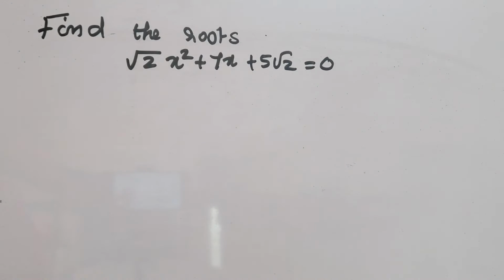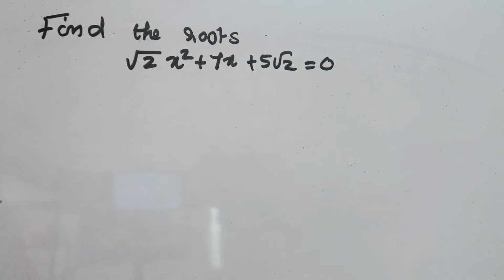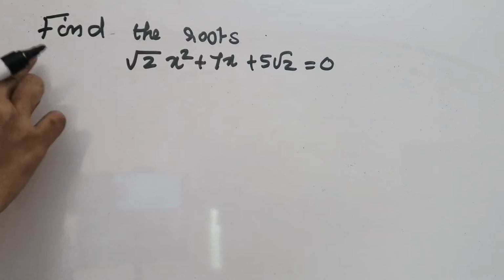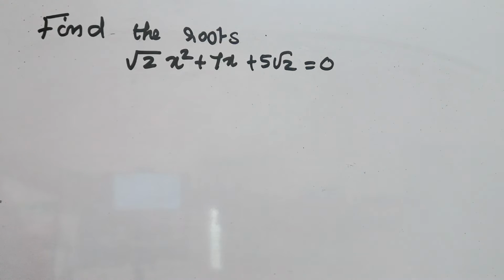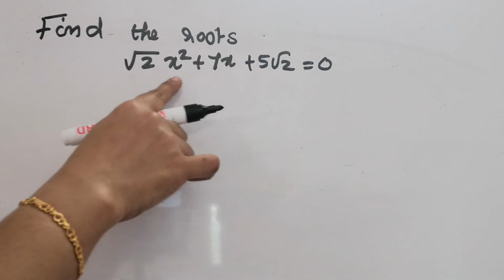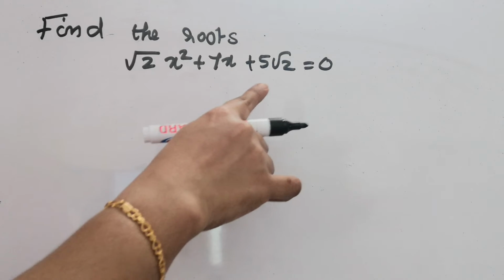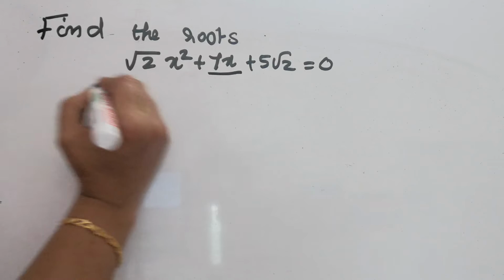Find the roots of square root of 2 x square plus 7x plus 5 root 2 is equal to 0. How can we find the value of x? It is the same as solving for x; they just changed the question into find the roots. Okay, same question. So here is a square root 2, square root 2x square plus 7x plus 5 root 2. Then we have to check with this 7x.